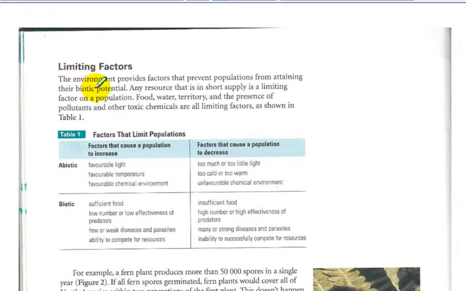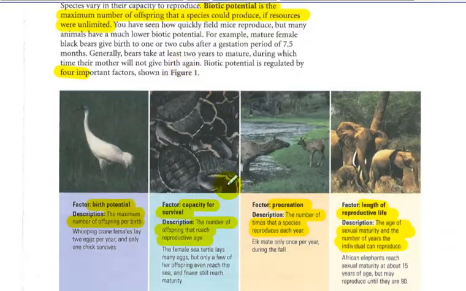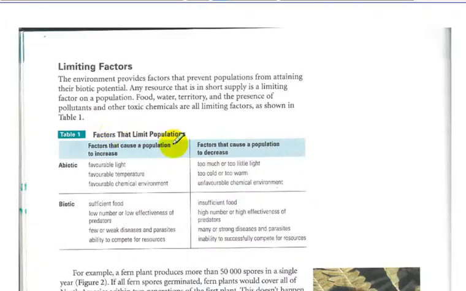Limiting factors. The environment provides factors that, of course, limit populations from attaining their biotic potential. So not only the species itself with these 4 factors, but of course where they live affects how the population is affected. Any resource that is in short supply is a limiting factor. So we should highlight that: a resource that is in short supply can limit things.